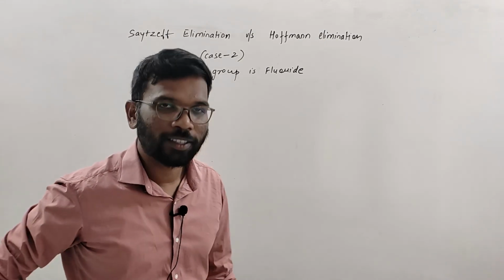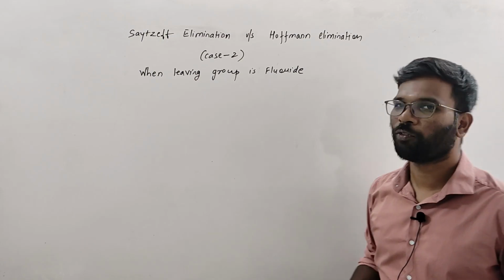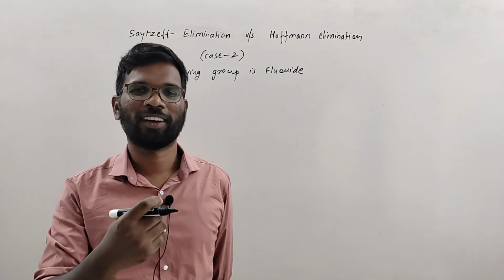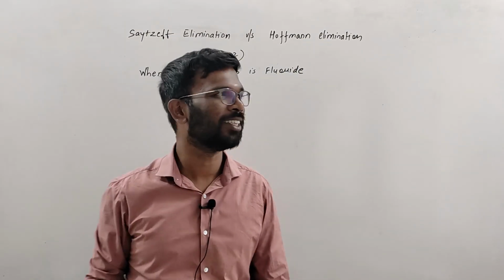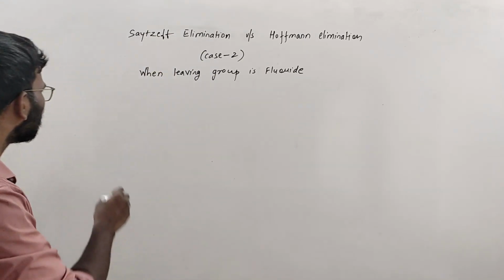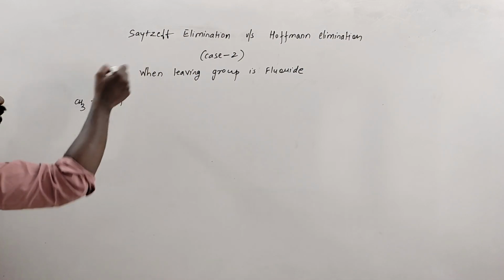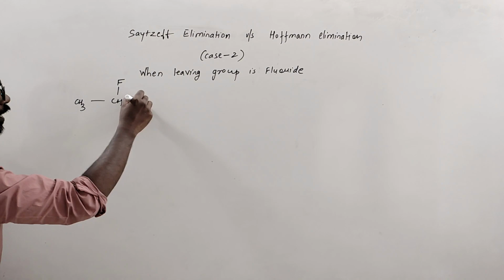So next is case 2, when our Hofmann product is major, when the leaving group is fluoride. Means if we have an alkyl halide, instead of chlorine, now it's fluorine. Okay, let's consider this.